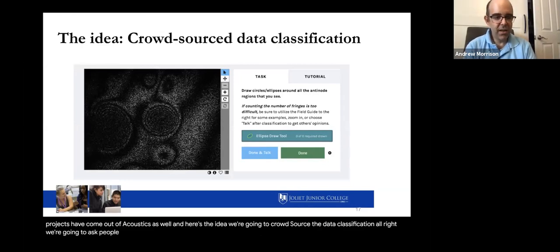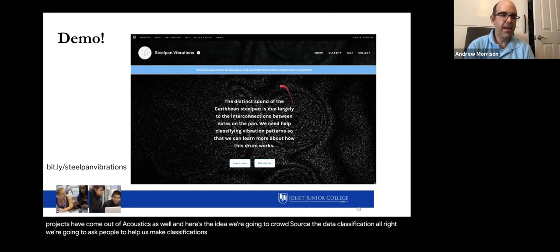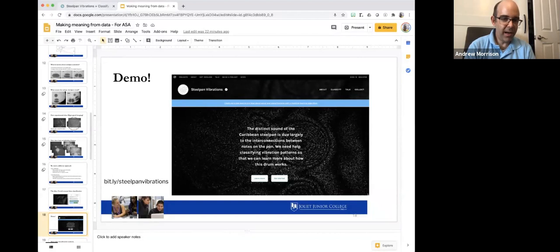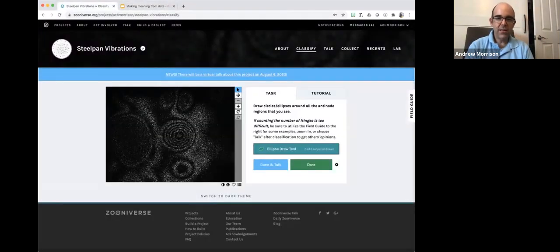So I want to actually do a quick demo of this. And if you go to this website, bit.ly/Steelpan vibrations, you should end up here. And once you click on classify, you get presented with this screen. And the idea is that you're just supposed to draw a circle or an ellipse around all the antinode regions that you see. And then once I draw an ellipse around this, it's going to ask how many fringes are there.